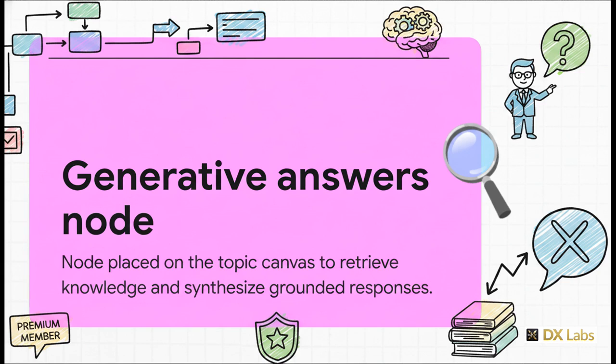Now here's a really common exam pitfall, confusing this with the generic conversational boosting fallback topic. Fallback happens at the agent level when the system literally doesn't know what else to do. But a generative answers node, that is totally intentional. You place it after a specific condition, like maybe confirming a client is a premium member, so the AI retrieves knowledge exactly when it's supposed to.